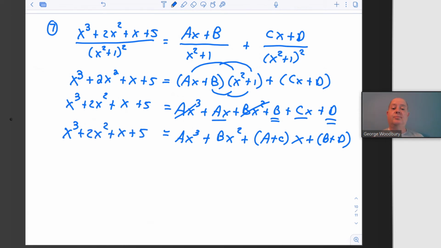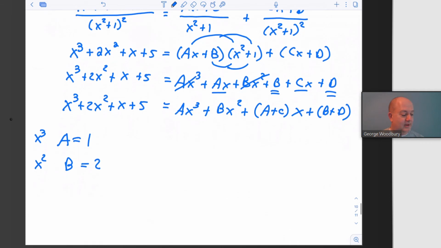And what I know is that the x cubed terms have to be the same. So I can start with the coefficient for x cubed on the right, a, is equal to the coefficient for x cubed on the left, 1. I've got one of my values, a equals 1. So far, so good. For x squared, the coefficient on the right, b, is equal to the coefficient on the left, 2. That's 2 solutions. So far, so good.